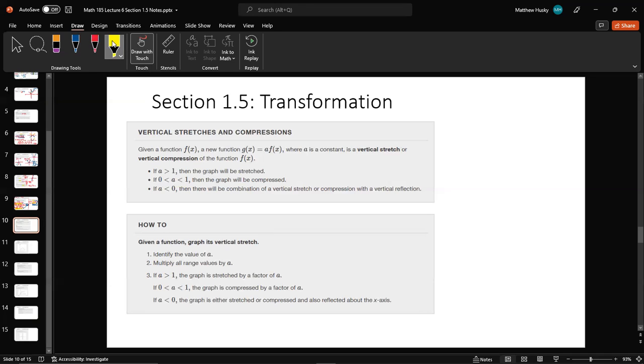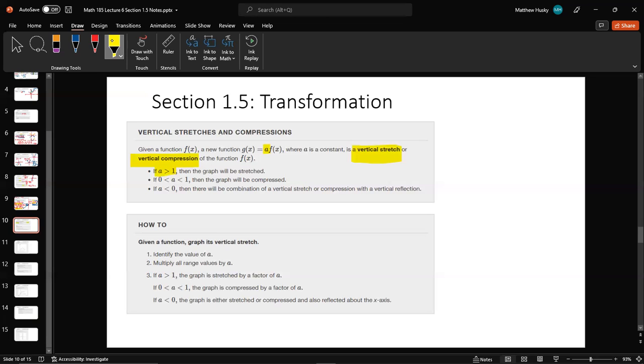If you're going to have a vertical stretch or a vertical compression, that's going to come from a value multiplied by the entire function. Just like if you put a negative on the whole function, it goes vertically. If you add or subtract something from the whole function, it goes up or down. If you multiply the whole function by a value, it will either stretch it or compress it. There's a couple different things that can happen.